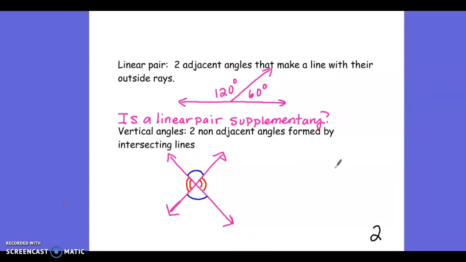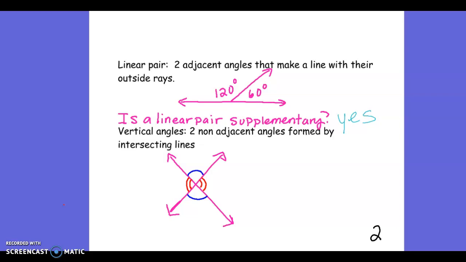A linear pair are two adjacent angles, so right next to each other. They share a side. But they're very special. They have to make a line. They have to be supplementary. Oh, I just gave you the answer to the next problem. Is a linear pair supplementary? Yes.